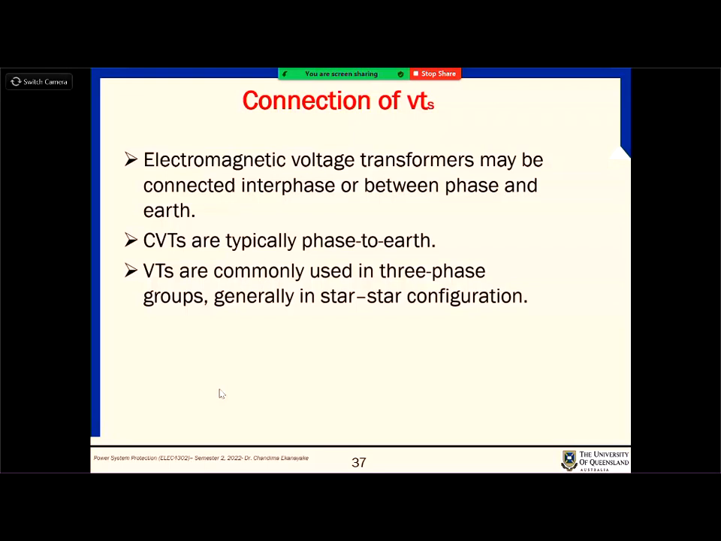As I said before, voltage transformers can be connected phase to phase or phase to earth, but CVTs are typically phase to earth, because CVTs are used with very high voltages, and if you connect something in between phases, it will increase the voltage further. So to avoid that, CVTs are typically phase to earth.